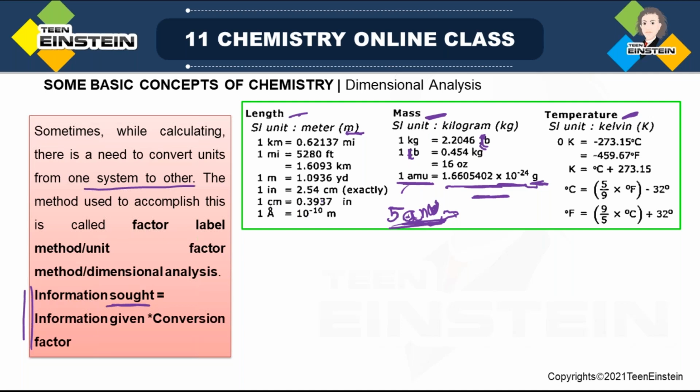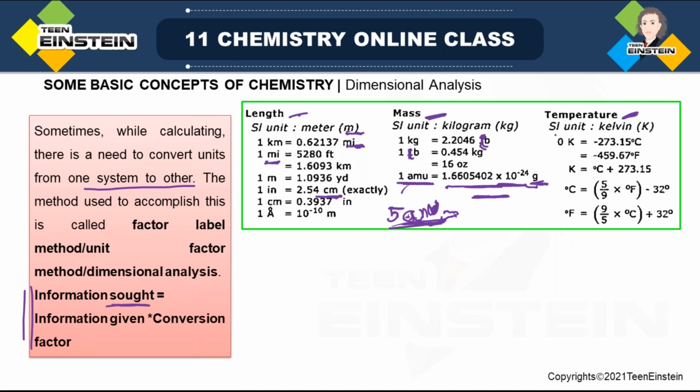Similarly, if it is 1 inch, which is 2.54 centimeter, then 2 inch should be multiplied by 2.54. That means 2 inch is the information given, and 2.54 is the conversion factor. So conversion factors are mentioned here, right? Sorry, it is a mile, it is not meter. Meter is only m, and mi will be miles.